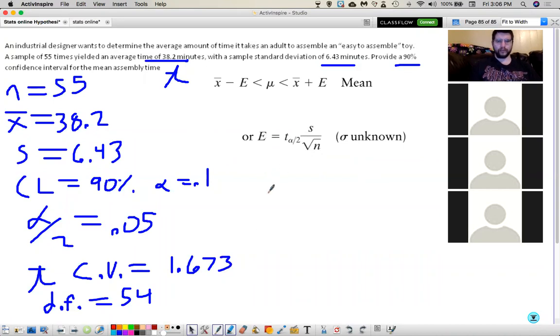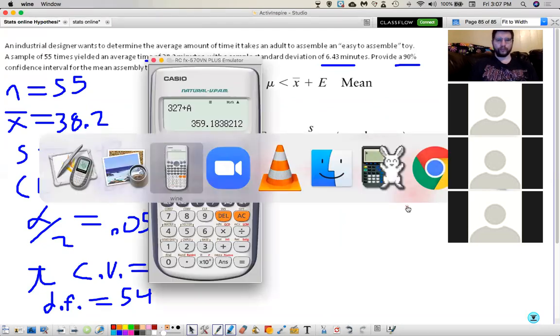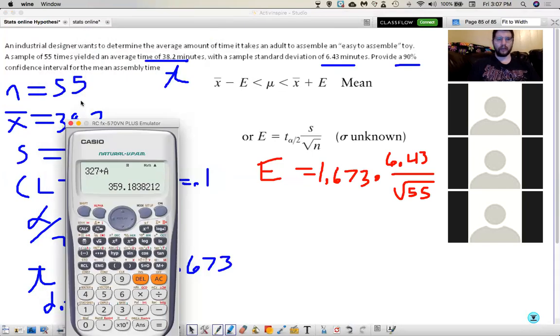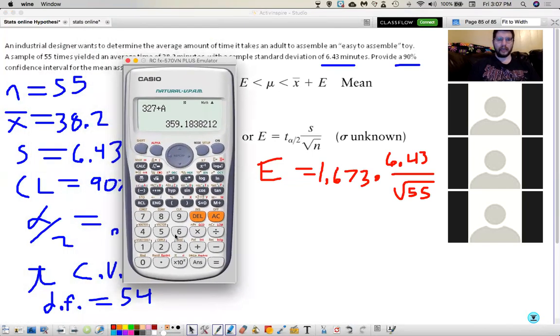So let me do a different color. Error is going to be this number times S over square root of n. So I'm going to type that in and see what pops out. TI users, of course, you can just type all this into the T interval and it'll spit out the whole answer for you. Mode 1.